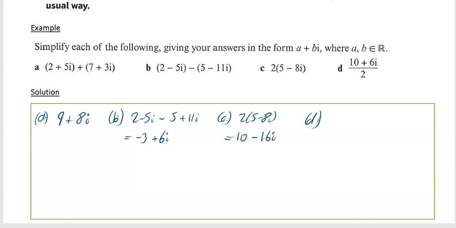Okay, and what we're doing again, we're not dividing by a complex number. We're going to see that's a little bit more difficult. We're dividing by a real number. So everything here is divisible by 2. The 10 divided by 2 gives you 5. 6i divided by 2 gives you 3i. And that's it done.